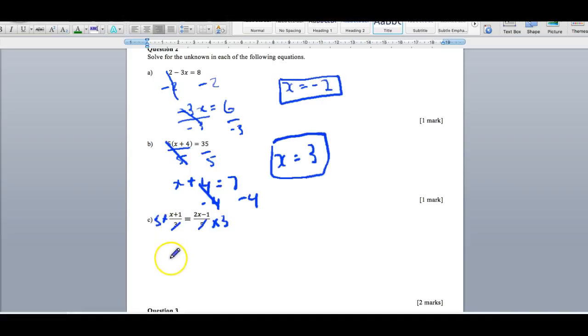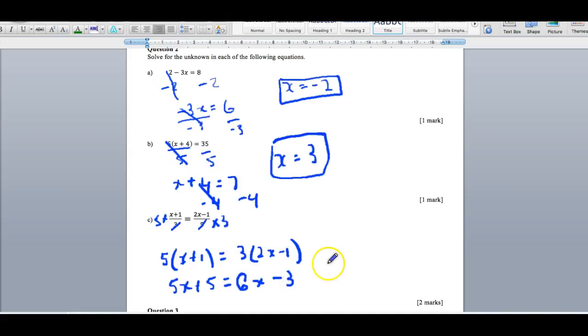So you could do that in one go, or you could do it in 2 goes. Doesn't matter, but hopefully by now you understand what I've just done. Okay, so I've got rid of the denominators in one line. I would expand because we can't do any cancelling out with those numbers. So we have 5x plus 5 on the left-hand side, and then 6x minus 3 on the right-hand side.